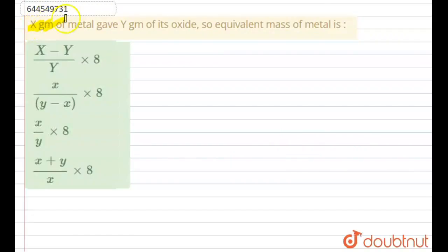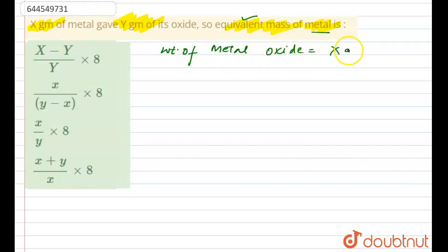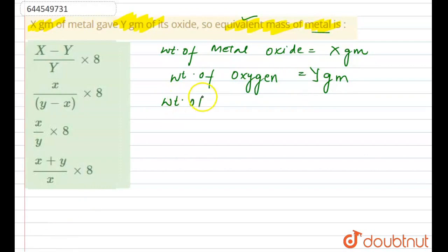So the question we have is: x gram of metal gave y gram of its oxide. So the equivalent mass of the metal is, in this question basically we have to find out the equivalent mass of metal. Okay, so from the question it is given that weight of metal oxide is equal to x gram and weight of oxygen is equal to y gram. So from here weight of metal is basically equal to x minus y gram, and we have to find out the equivalent mass of metal.